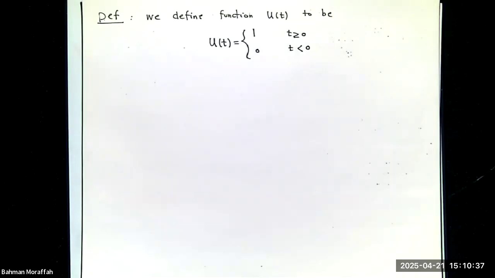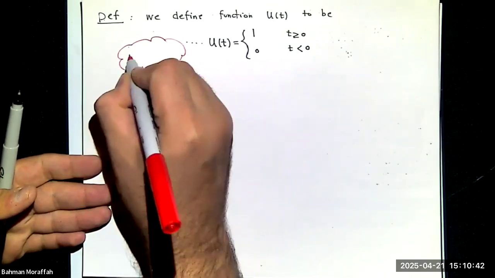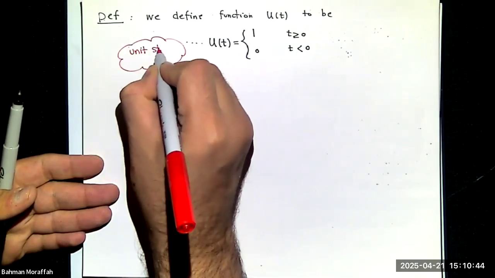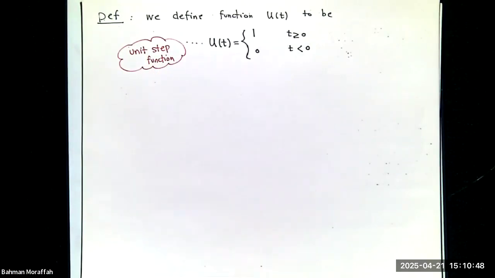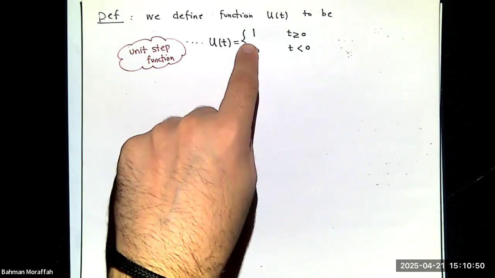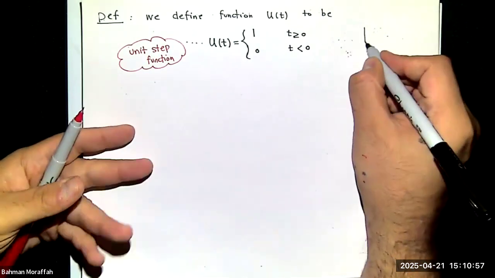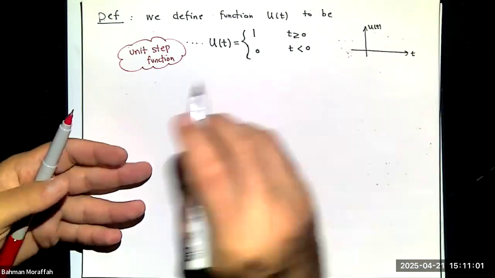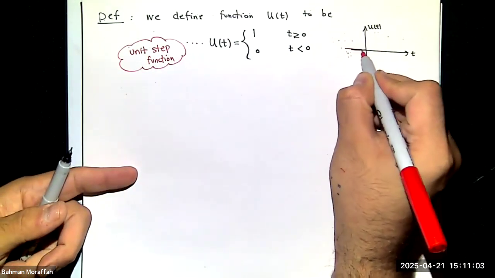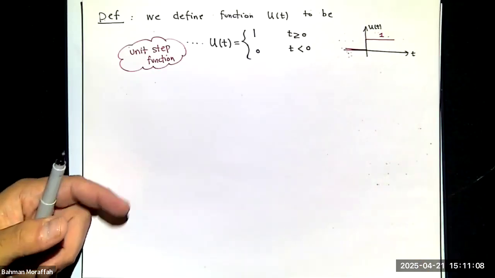We call this function the unit step function. We call it unit because the value over here is unity, and a step function because if I plot it, it looks like a step. So if I plot this, it basically looks like this. This is t, this is u of t. It is 0 for all times less than 0, and 1 for all times that are greater than 0.